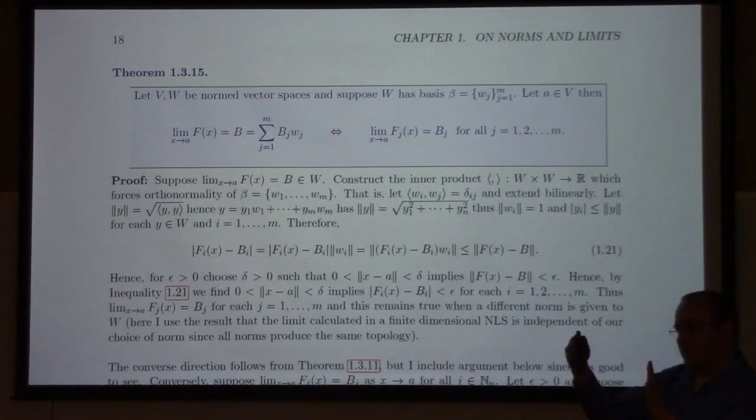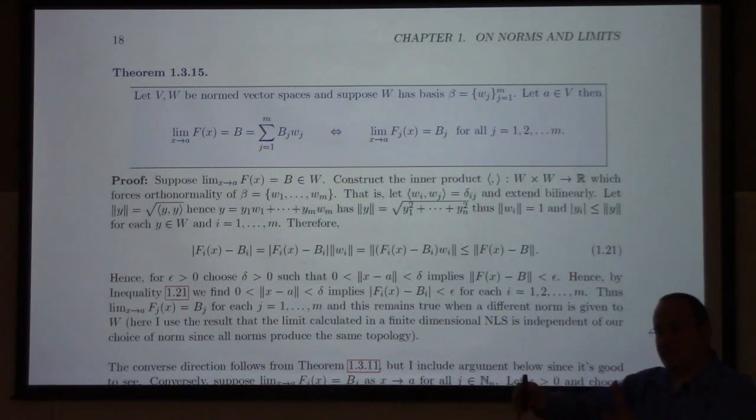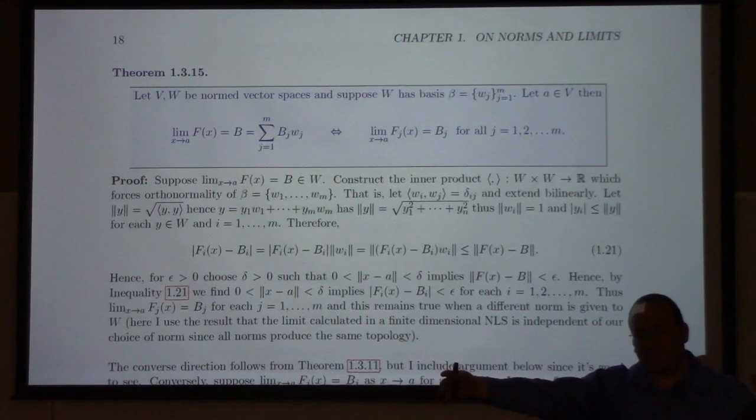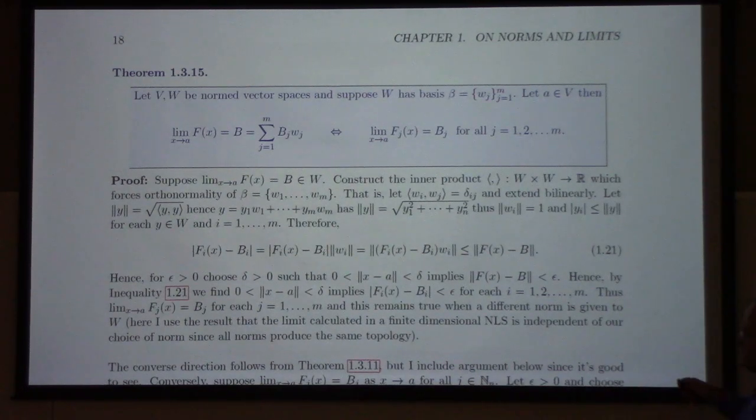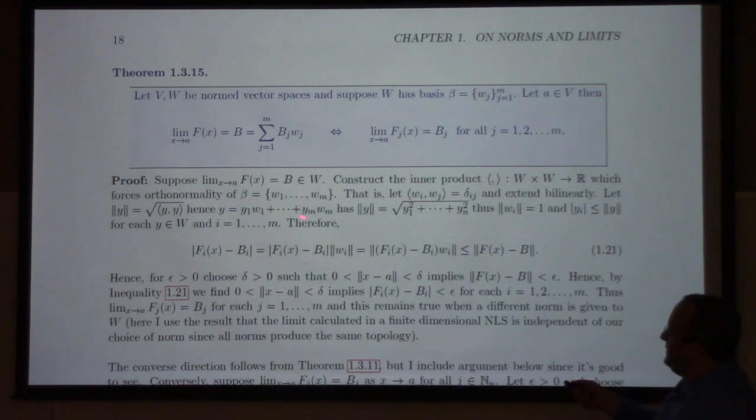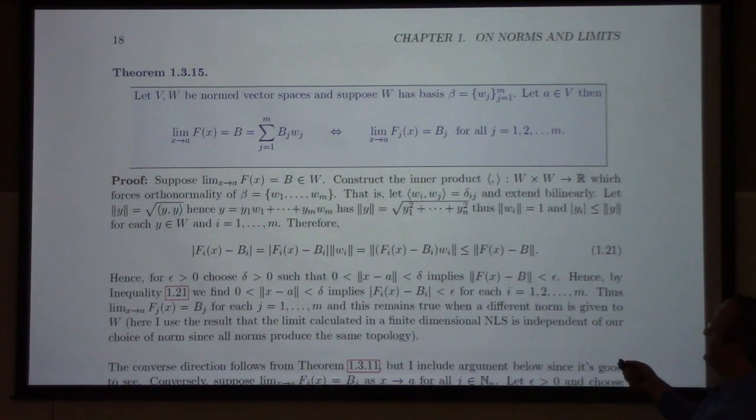It says when you're dealing with a normed linear space, a function on normed linear spaces, we can divide and conquer. We can understand the limit of a vector valued function in terms of the limits of each of the component functions strung together. All right? So here's the proof. I assume the limit exists. I construct my silly inner product that forces the orthonormality of that given basis, and I extend bilinearly. Fine, I'm just defining it.